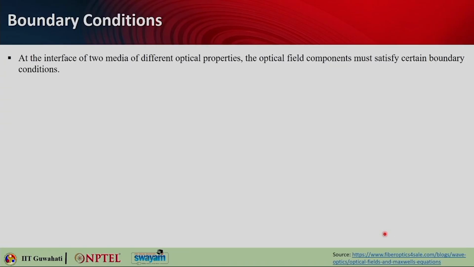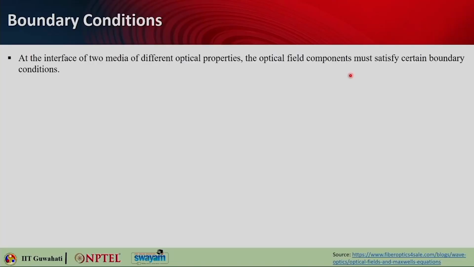Now let's look into boundary conditions. At the interface of two media of different optical properties, the optical field components must satisfy certain boundary conditions, and these boundary conditions become very important because they will tell us about the behavior of electromagnetic fields such as electric field, electric displacement field, and magnetic field at the interface of the two materials. Now let us first consider the case when there is no source in the interface.